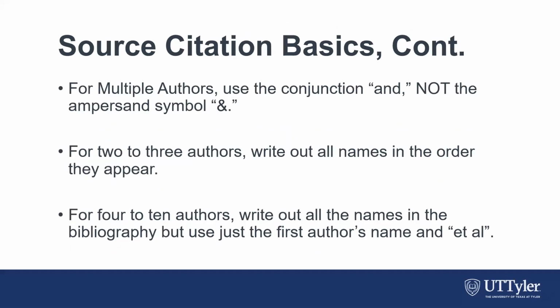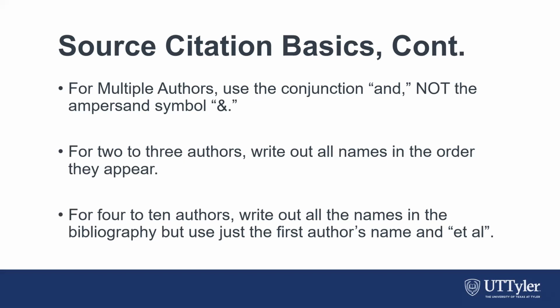Just a few other things for multiple authors. Use the conjunction "and," not the symbol "&." It's just small little things that you may not think about, but they're technically not right in Chicago style. And then just two other things. For 2 to 3 authors, you write out all the names in the order that they appear.